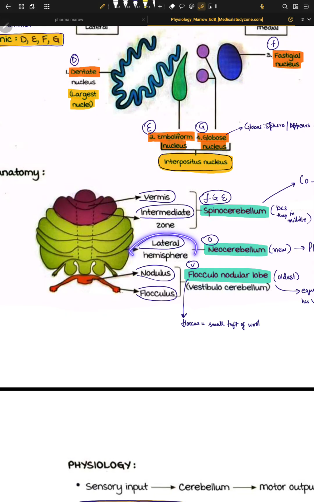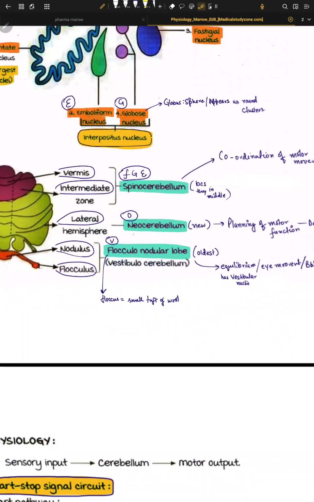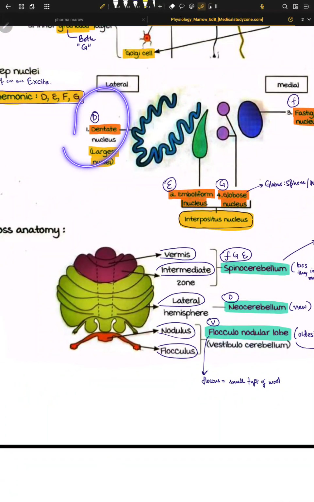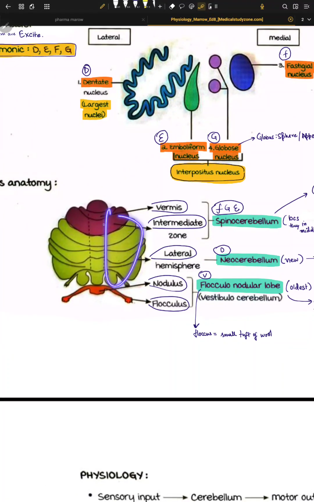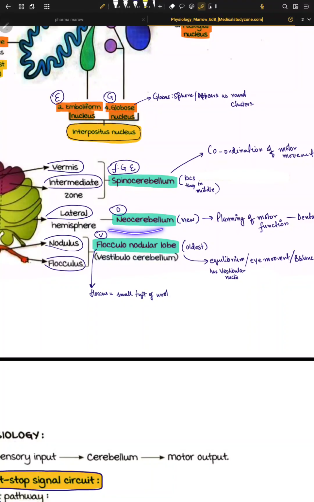What about the lateral hemisphere? Well, this is a lateral hemisphere. We can say this is left lateral, this is right lateral hemisphere, and we call this neocerebellum because it's newly formed. The neocerebellum has something called the dentate nucleus, because dentate is present on the lateral side. Of course, vestigial is not going to be present on the lateral hemisphere, because vestigial is supposed to be present on the midline. You can see this. So it's neocerebellum.